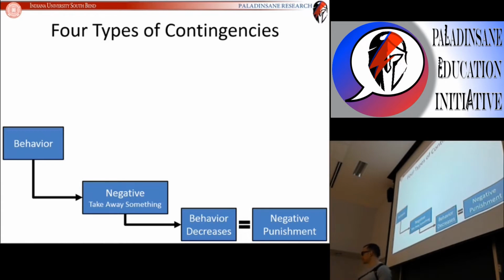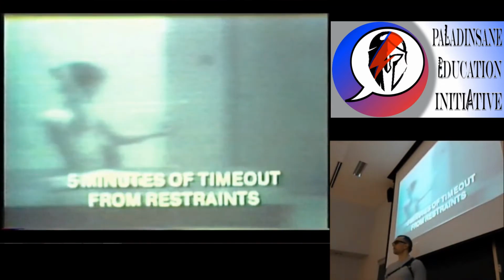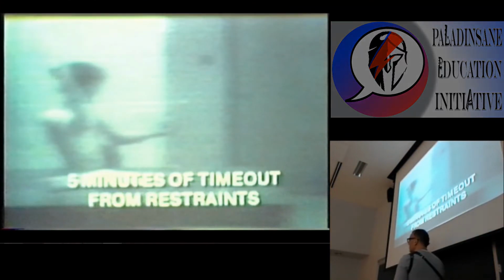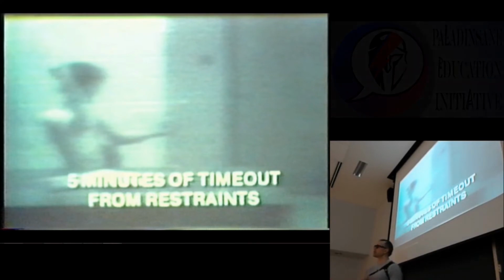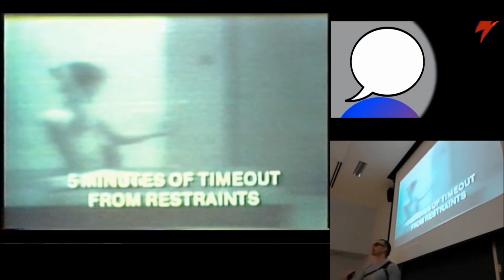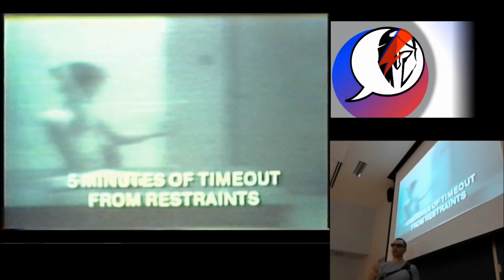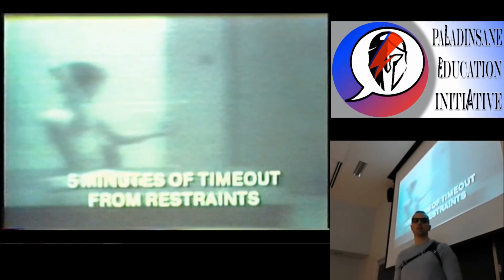The restraints. So the contingency that Harry was under, where the restraints were in the room, and if he self-abused, they were gone for 5 minutes, that timeout period from restraints, that's negative punishment. So when Harry self-abused, something was taken away, the restraints were taken away. As a result, his self-abuse went down. Taking away the restraints is negative punishment. So that's one of the contingencies that was in play.